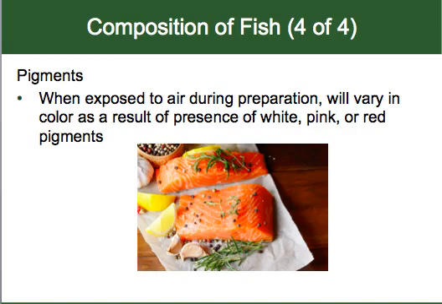When exposed to air during preparation, fish is going to vary in color as a result of the presence of white or pink or red pigments. Now, whether those pigments are pink or white or red depends on what the fish did in its life. So red or dark flesh seen in salmon or tuna has a higher concentration of the slow twitch muscles, meaning the muscles needed for long distance swimming and endurance. Whereas white meat has more fast twitch fibers, which are designed for quick bursts of speed. A higher fat content can also contribute to darker color of meat.